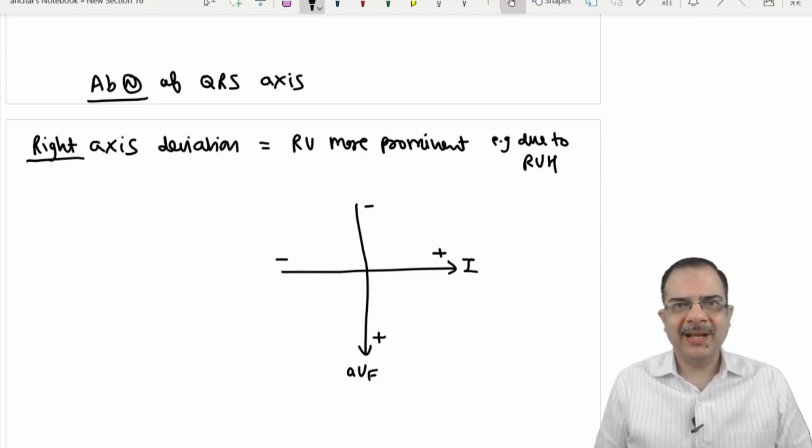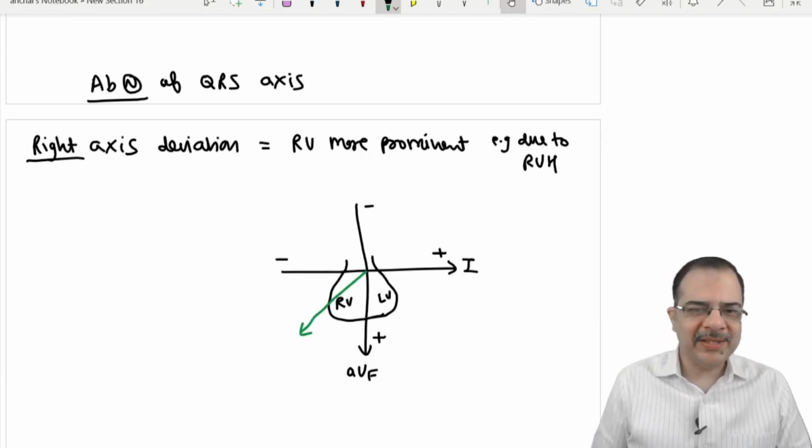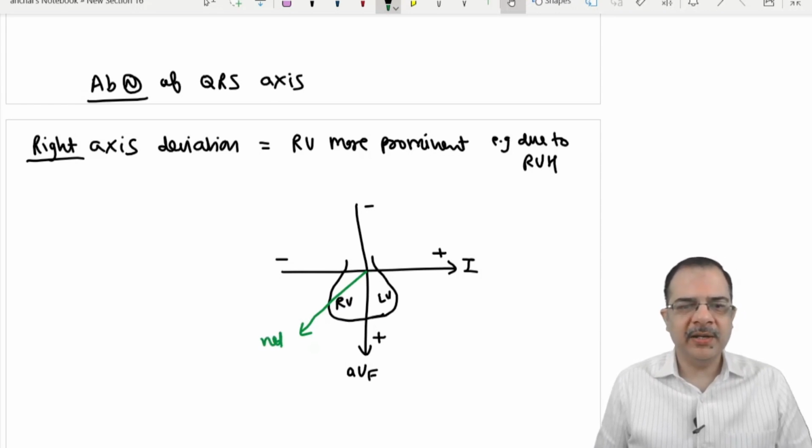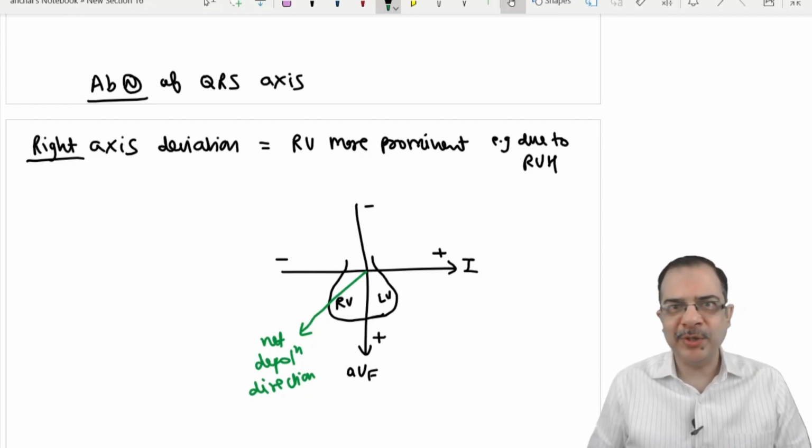And first we make the anatomical diagram of right axis deviation. This is the anatomical diagram. The right ventricle is now more prominent than the left one, more prominent now due to RVH. So what will it lead to? It will cause the net depolarization direction on this side, towards the right lower leg. So this is the net depolarization direction. So this is the resultant QRS. This should be the resultant QRS.